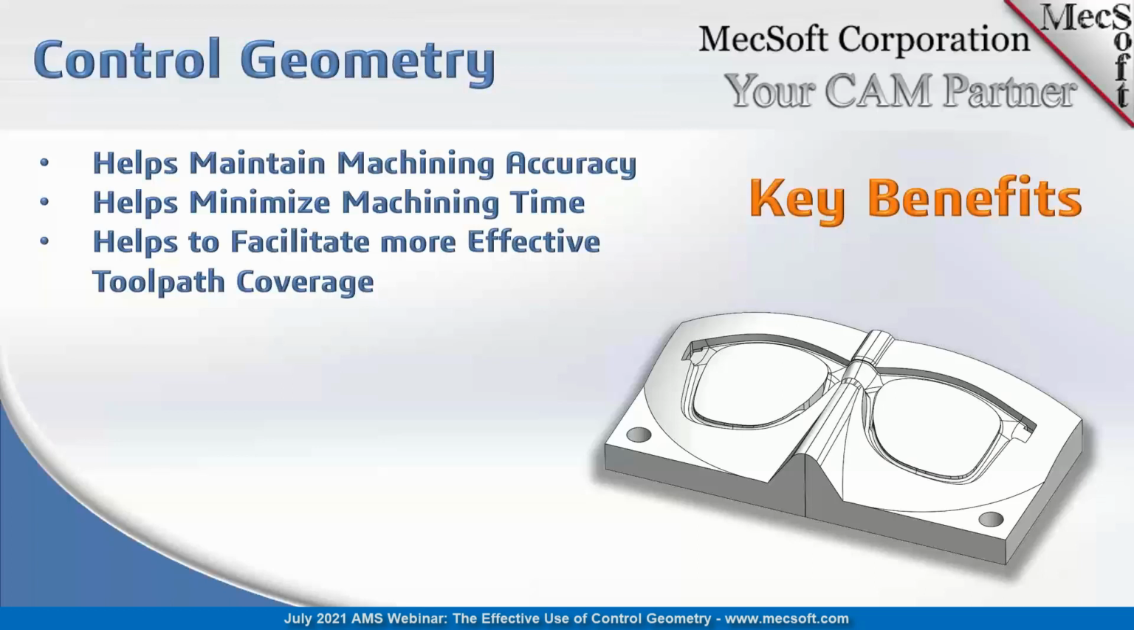Also, obviously, the more you can contain your toolpaths, the more you can minimize machining time. So you don't want your toolpaths recutting air. You don't want them going into areas where you don't need to go. You don't need to cut anything that is not essential. And also, control geometry helps to facilitate a more effective toolpath coverage, and we'll talk about that as well.